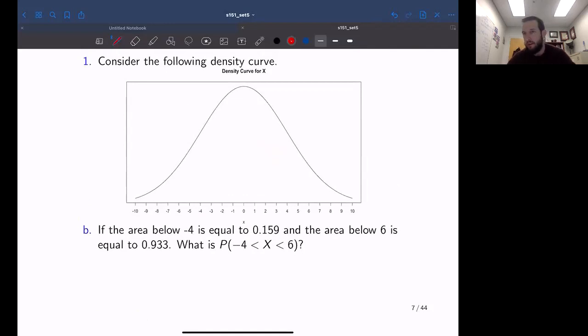Okay, let's start by sketching out what we know. So we are told the area below -4 is equal to 0.159. So here's -4, and we are being told that this area here is of size 0.159. Okay, so that's basically just saying that the probability that x is less than -4 is equal to 0.159.